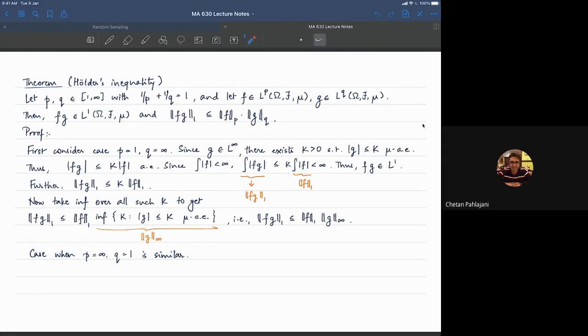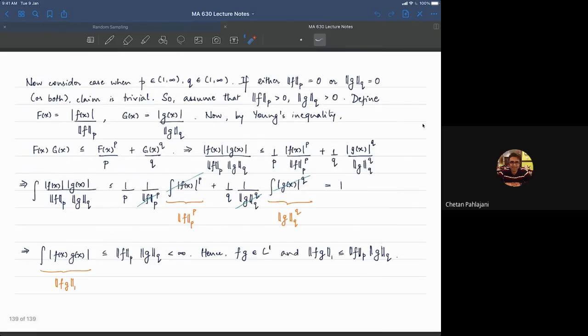And moreover, the norm 1 symbol applied to fg is less than or equal to the p norm applied to f times the q norm applied to g. Basically, this is saying that the norm of fg in L^1 is less than or equal to the norm of f in L^p times the norm of g in L^q. Only problem with that is we haven't yet shown this is a norm, but it's going to be a norm. We proved this last time.